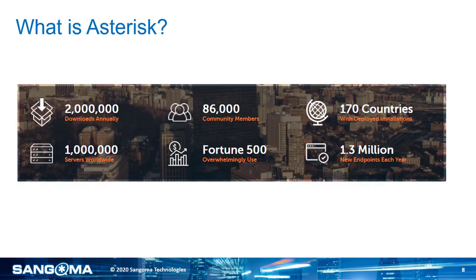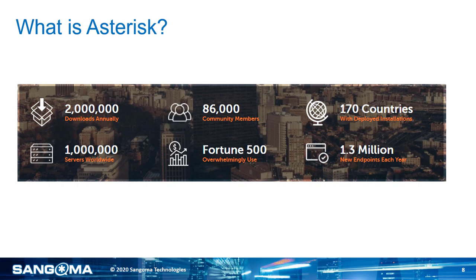Today, there are more than 2 million downloads annually with more than 1 million Asterisk-based communication systems in use in more than 170 countries. There are more than 86,000 community members. Asterisk is used by almost the entire Fortune 500 list of customers, and 1.3 million new endpoints are added each year.